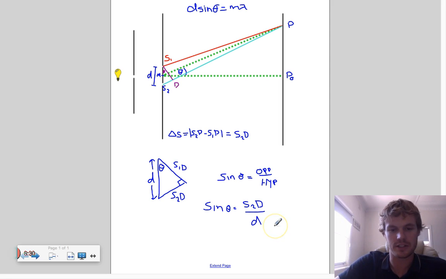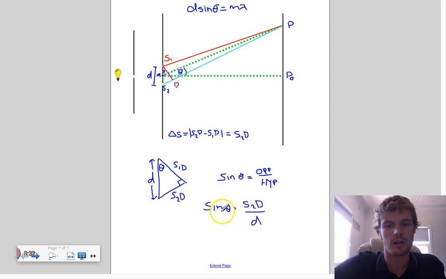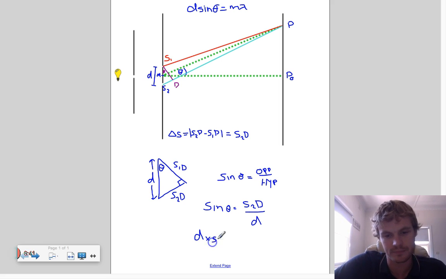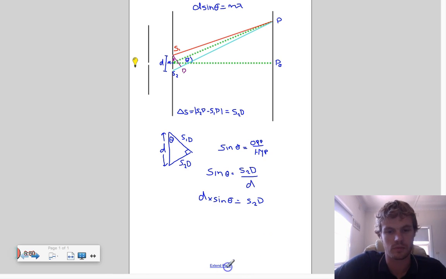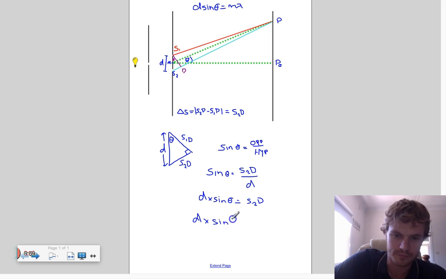If I rearrange this now, I want to get this by itself and the d away from this side, I'm going to get d times sine theta is equal to my path difference of S2d. Now, my S2d is my path difference, so I can write d times sine theta is equal to delta S.